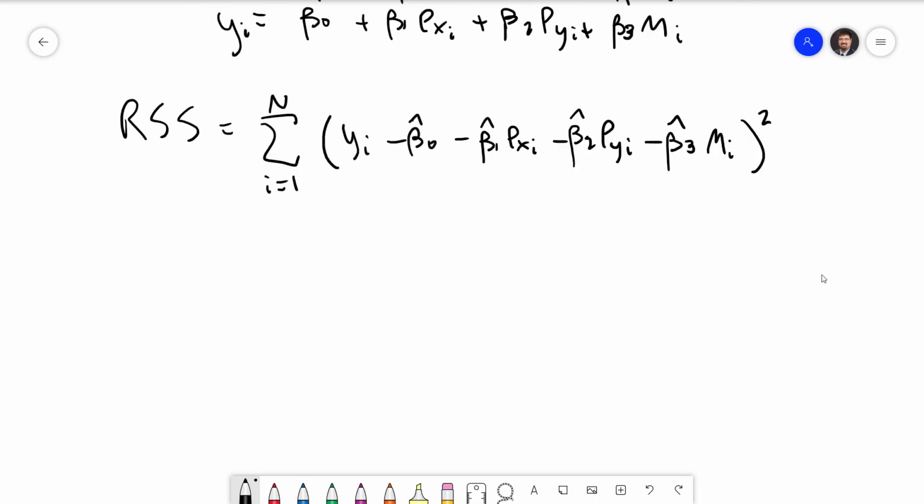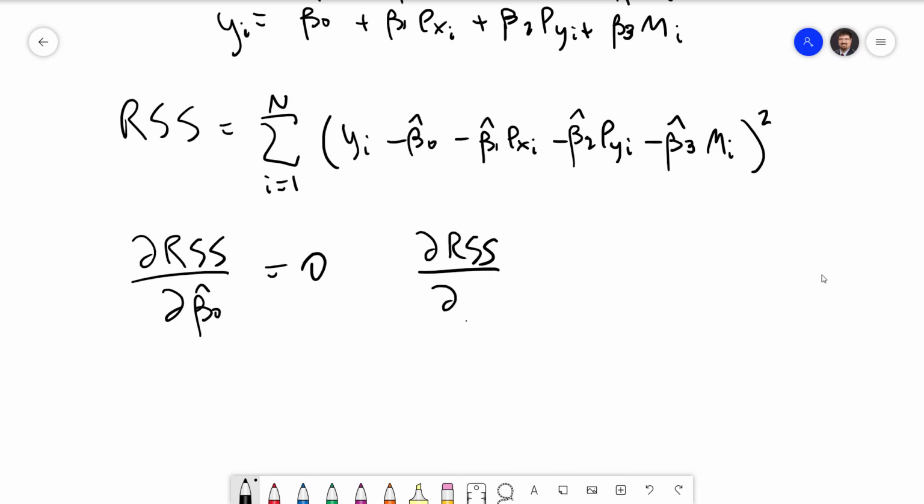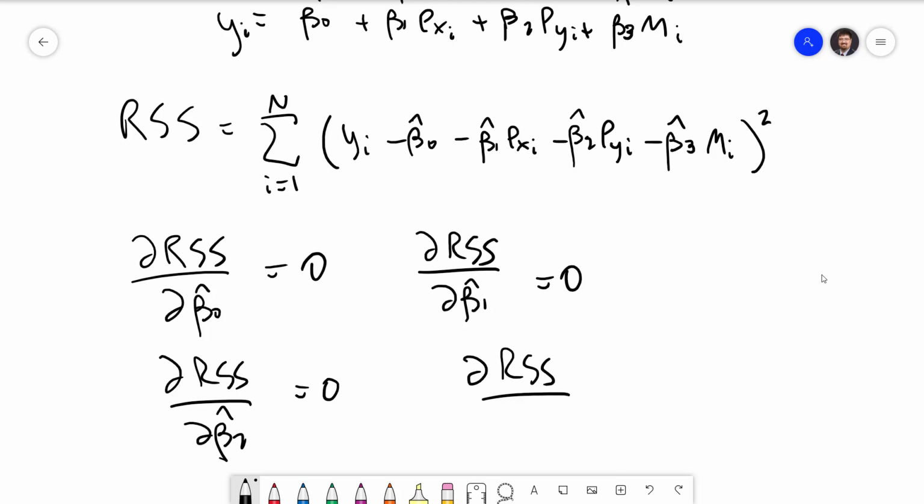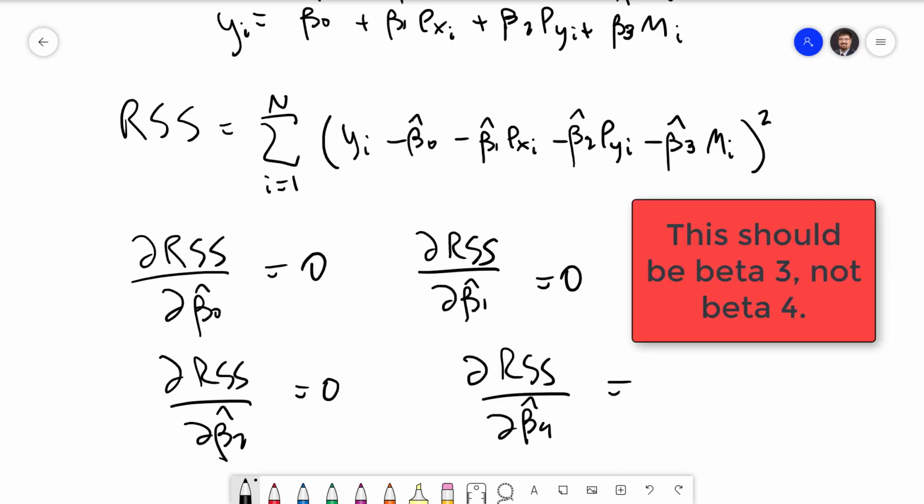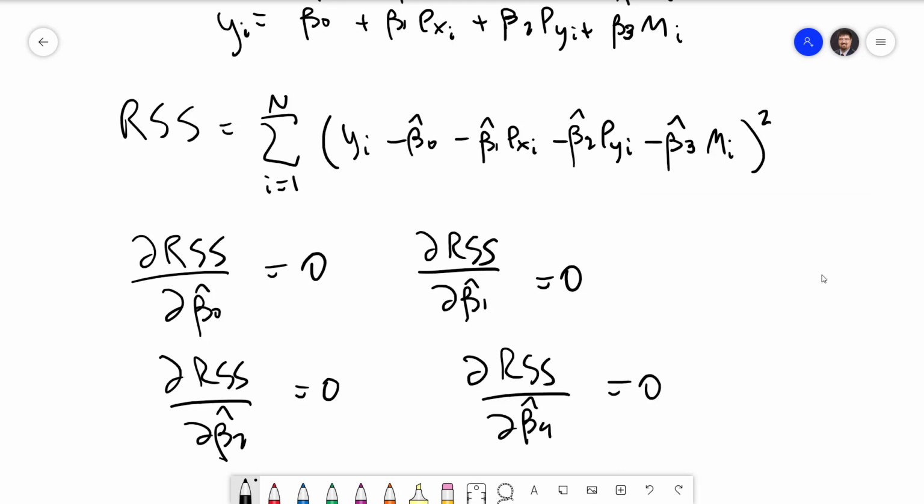Now we minimize the RSS with respect to our four variables. This is done just like we did before. We take the derivative of the RSS with respect to beta naught hat, we set that equal to 0. We take the partial of the RSS with respect to beta 1 hat, set that equal to 0. We take the partial with respect to beta 2 hat, set it equal to 0. Take the partial with respect to beta 3 hat, set that equal to 0. 4 equations, 4 unknowns, which are our 4 beta hats.